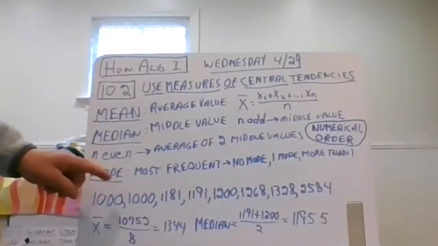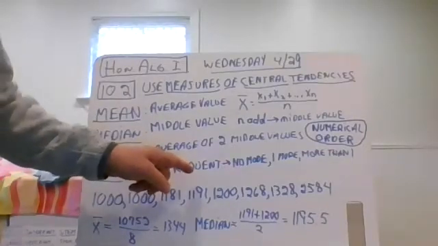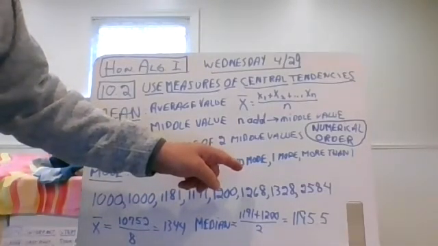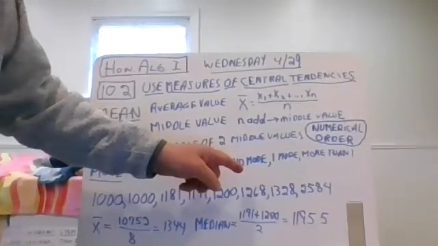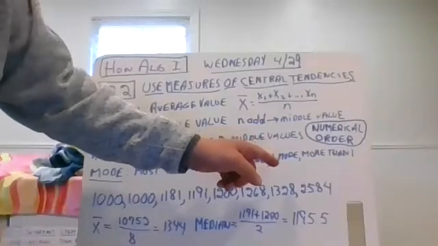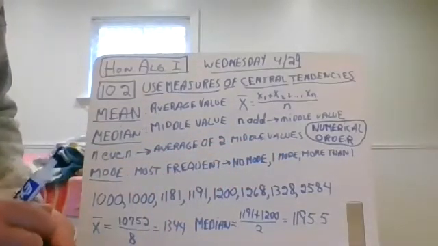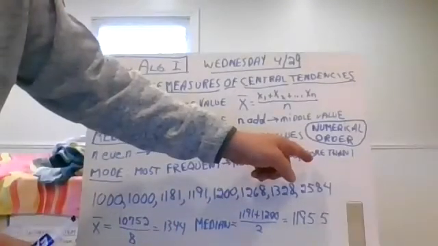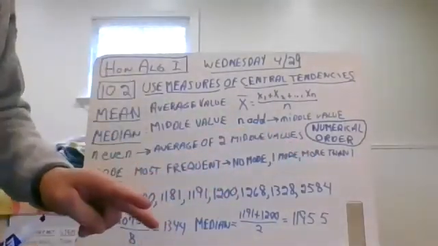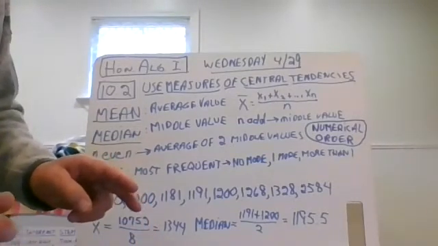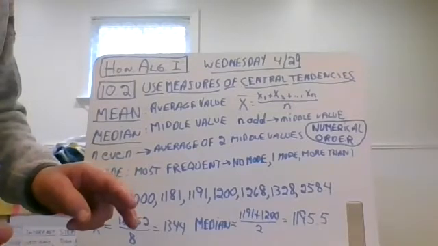The mode is simply the most frequent data attribute. You can have no mode if every item is used just once. Nothing's used more than once, you have no mode. You can have one mode, which would be the one item used the most times. Or you can have more than one mode. If something was used twice and something else was used twice, you would have 2 modes. That would be called bimodal.